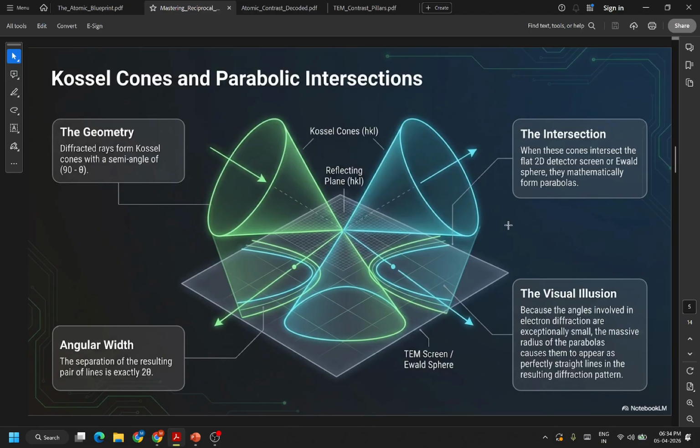And the separation between the resulting pair of lines is exactly 2 theta.